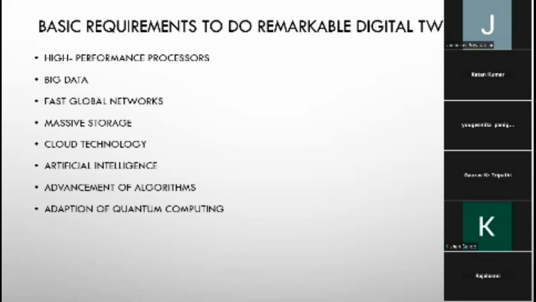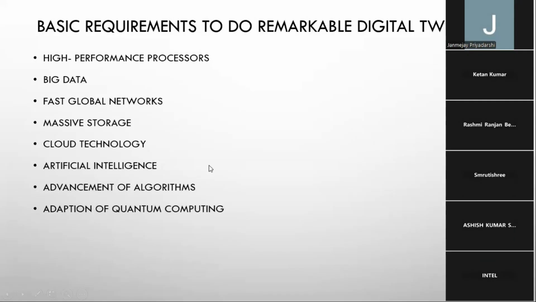So you store all the data, then fast global networks. Obviously, a fast global network matters for your data processing because we are depending on IoT. So the data communication should be very fast. Within microseconds, the data should be in your database, then you can process and simulate. Like there are many systems in defense which work in microseconds, such as anti-missile systems. So as I mentioned, we need a very fast network to do remarkable design for digital twins.